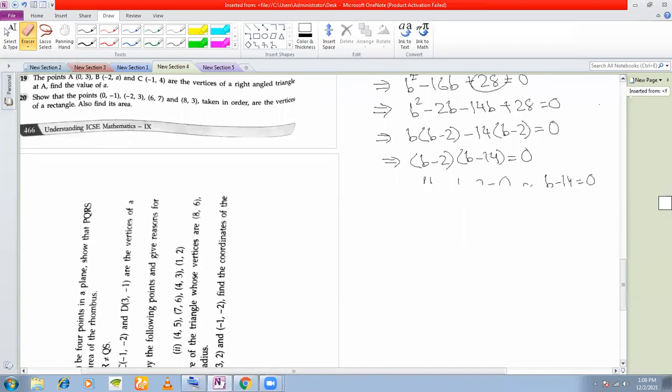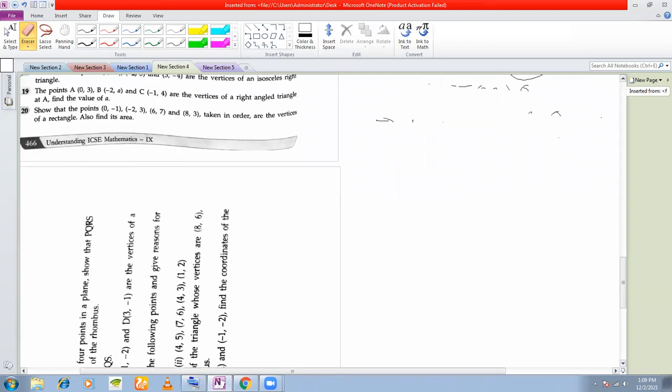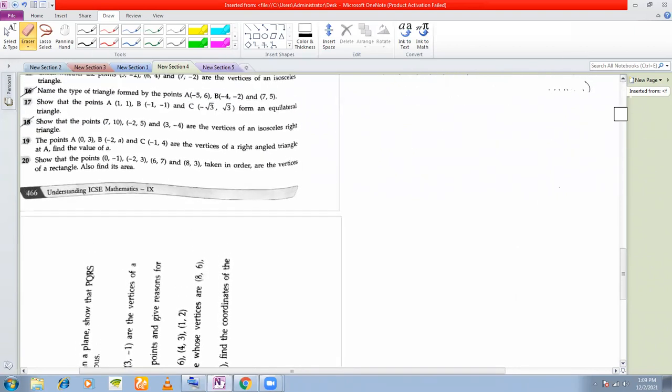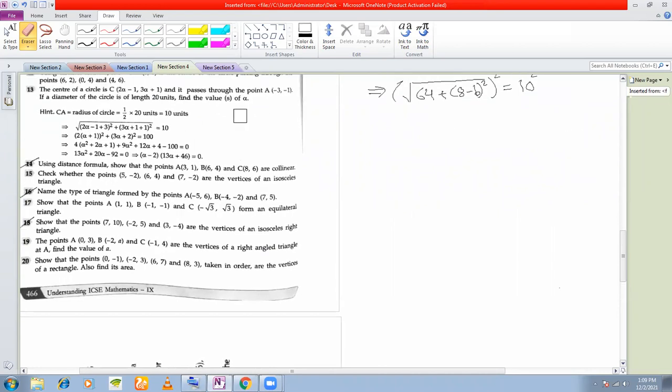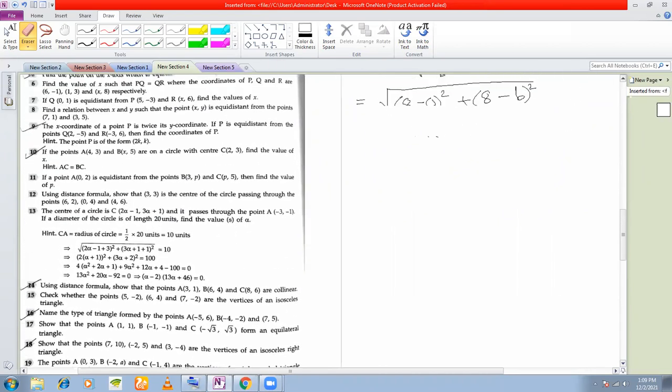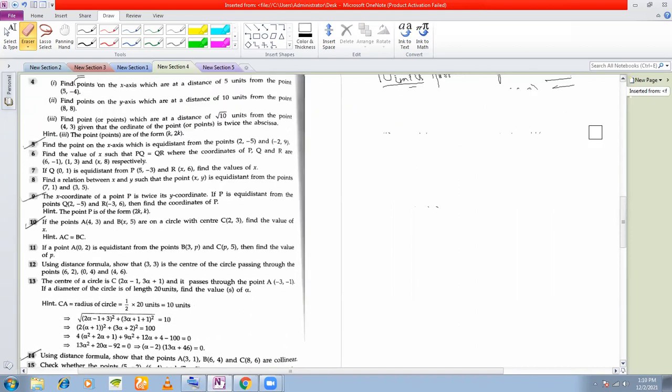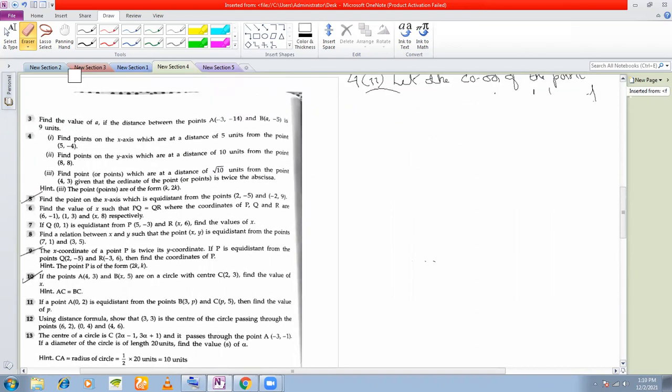Okay, we can move on to the next question then. Part 3. All three parts of this question, let me finish. The question here is, find the point or points, maybe more than one point, which are at a distance of root 10 units from the point 4, 3, given that the ordinate of the point or points is twice the abscissa.